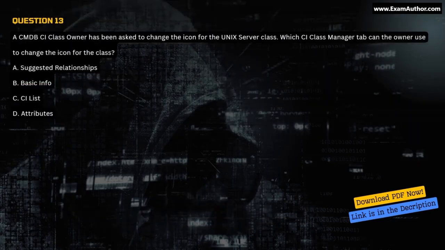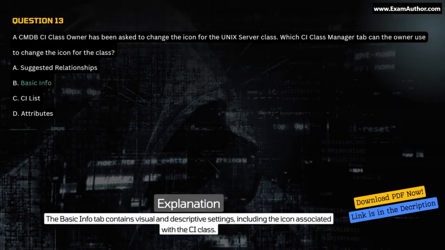Question 13. A CMDB class owner has been asked to change the icon for the Unix server class. Which CI class manager tab can the owner use to change the icon for the class? A. Suggested relationships. B. Basic info. C. CI list. D. Attributes. Correct answer B. Basic info. Explanation. The Basic Info tab contains visual and descriptive settings, including the icon associated with the CI class.